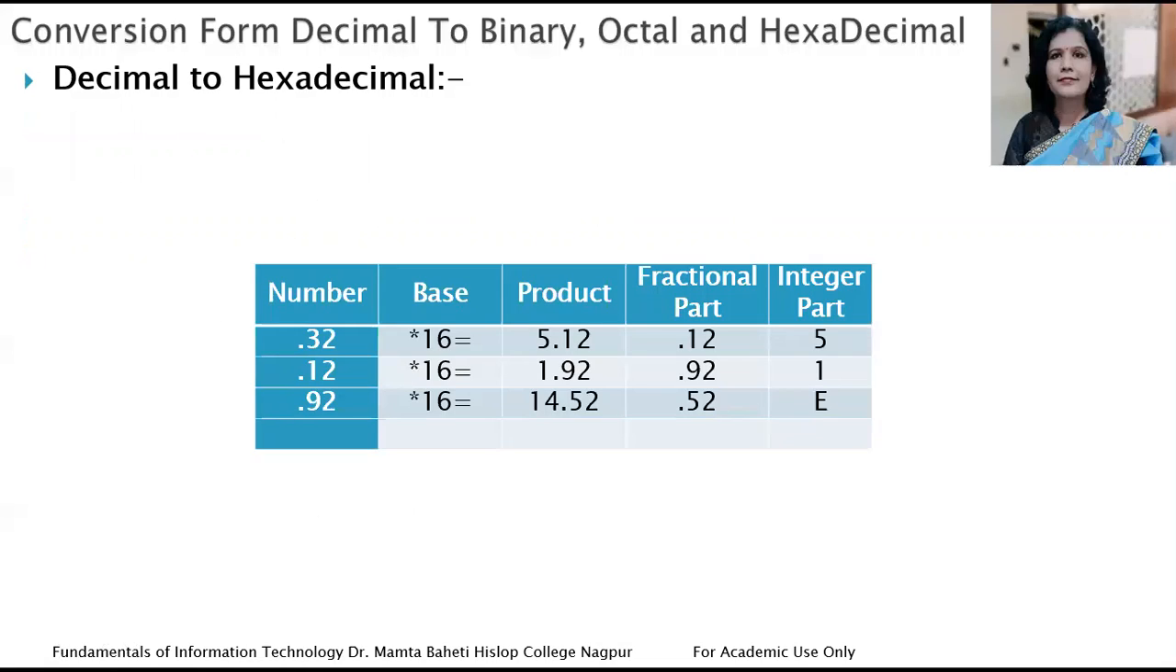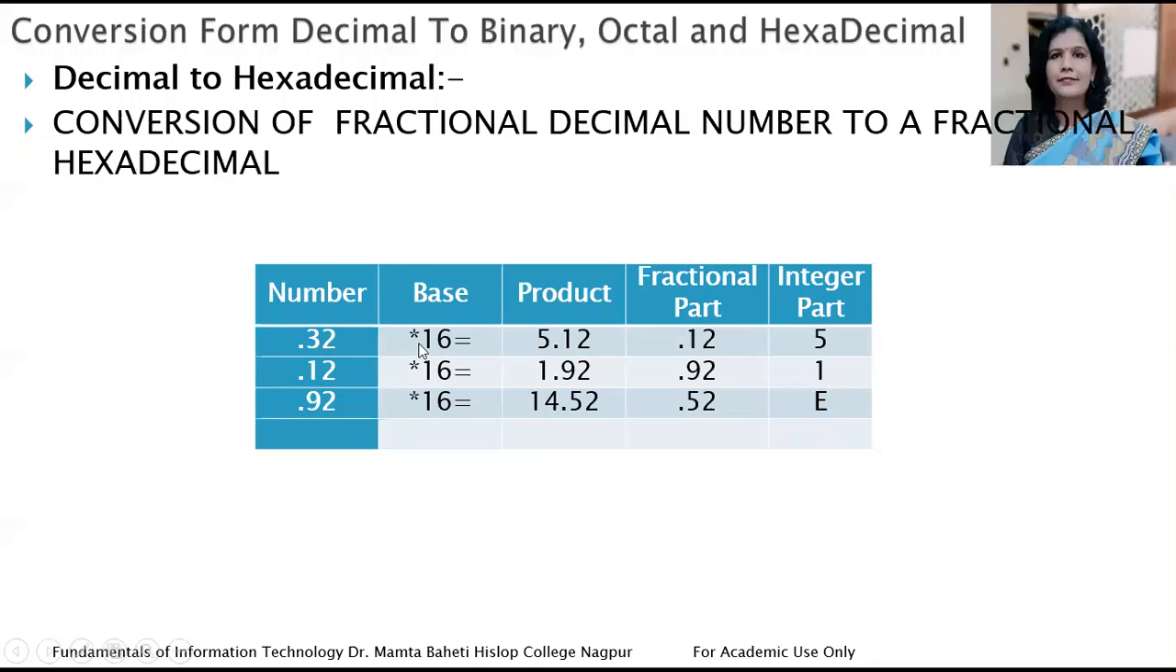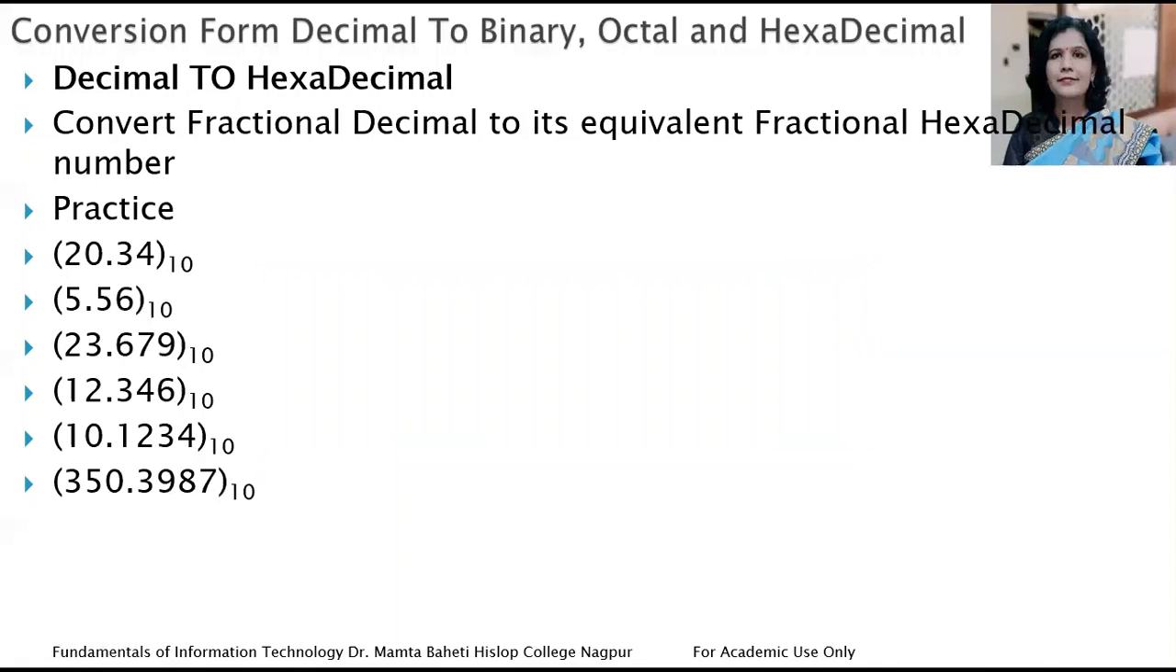Now we'll see the fractional one. Fractional कैसे निकालेंगे? 0.32. So base कौन सा है अब? 16 है, तो multiplied by 16. Product जो भी आएगा उसका fractional और integer part अलग करके then we will work on it. Okay. So this is the way we write it. Okay. So these are the practicing examples.